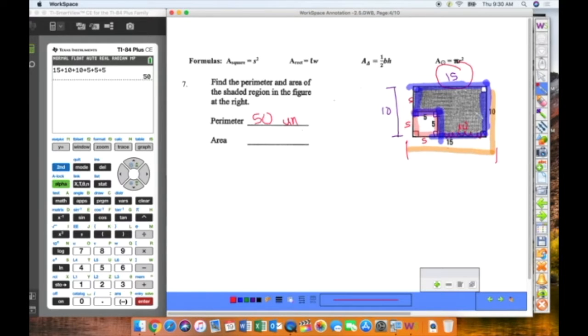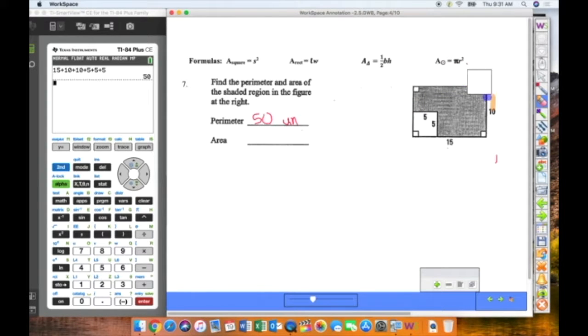Now the area of the shaded region, though, there's quite a few ways we could do it. We could section this thing off into shapes we know how to find the area of. We could take the big guy minus the little guy, and that's what I really like to do. What I like to do is find the area of the big shape and take away this little guy right here. So we're going to do area, so we need a formula.